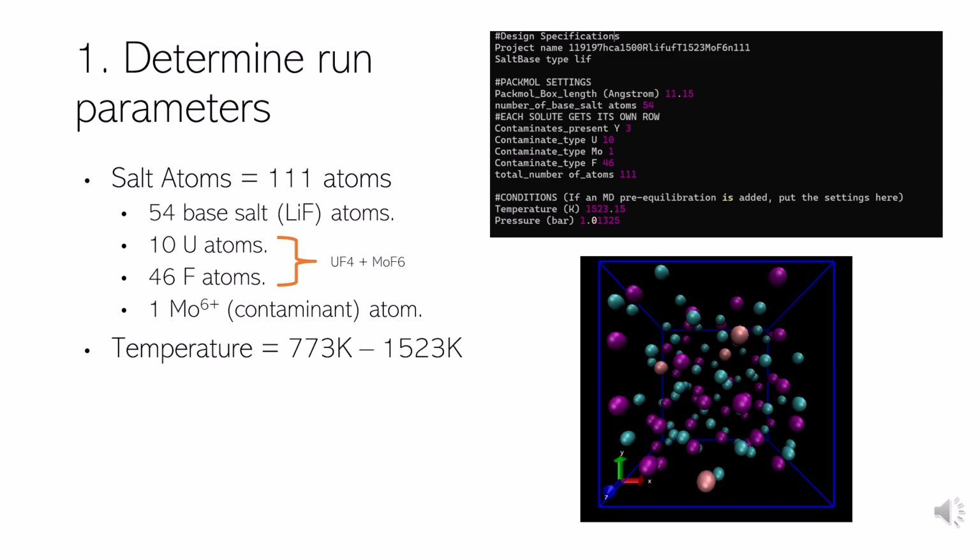So our first step is to determine the run parameters. This is the number and kind of atoms that we will put inside the box and the temperature. For this case, LiF-AF MoF6 has 54 base salt atoms, 10 uranium atoms, 46 fluoride atoms, and 1 molybdenum atom, which makes a total of 111 atoms. Then, for the temperature, we select one of the temperatures that I presented in the previous slide. We have to do this for each temperature.